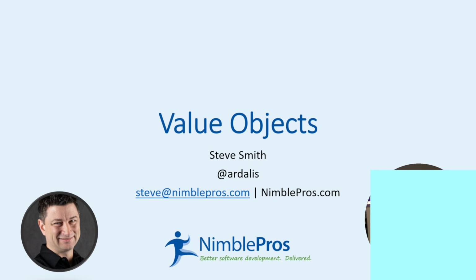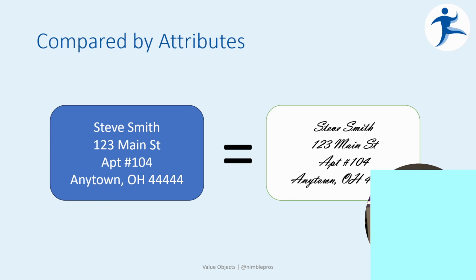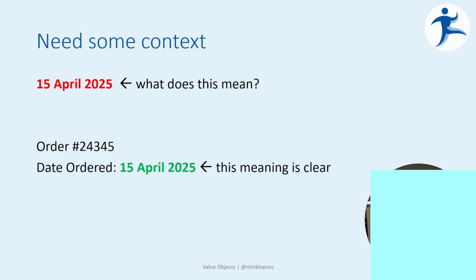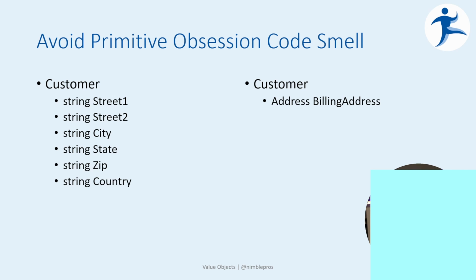Value objects are a design pattern that you can use, and they have a few characteristics. For instance, they don't have an identity. They generally should be created so that they are immutable and you can't change them. Once you have a value object, you can compare it to another one by using just its attributes or properties. However, because they don't have an identity, they don't really have any context. So usually you need to add some context in order to make sense of a value object. Now, once you've created these types and given them a name, it can help improve your ubiquitous language, and they also help you to eliminate the primitive obsession code smell.